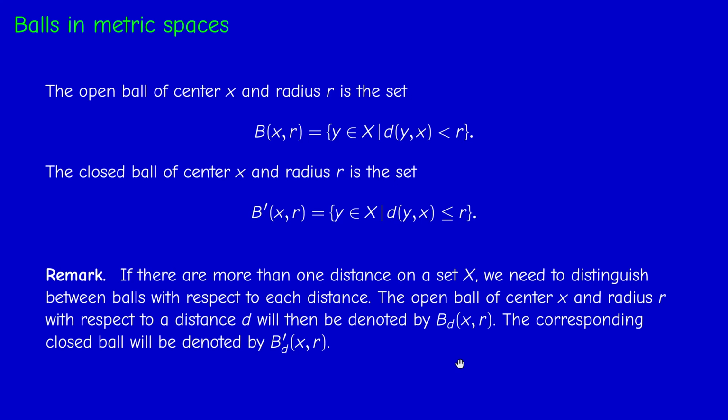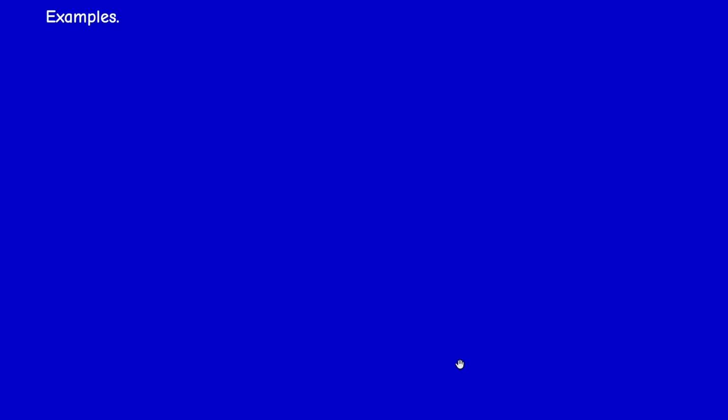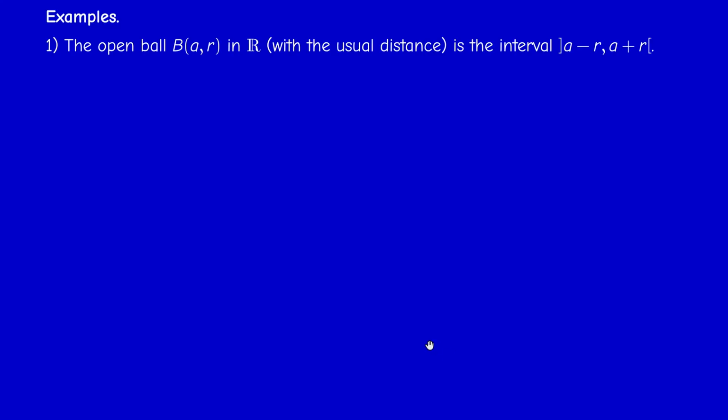Okay, and now as usual, I will give a series of examples. First example, just take X equal R, the real line, with the usual distance. The usual distance is d(x,y) equals the absolute value of x minus y. What is the open ball of center a and radius r? As you may know, this is the open interval (a minus r, a plus r).